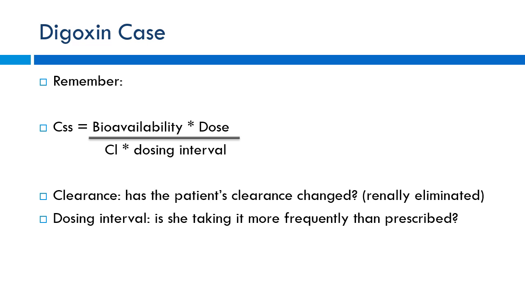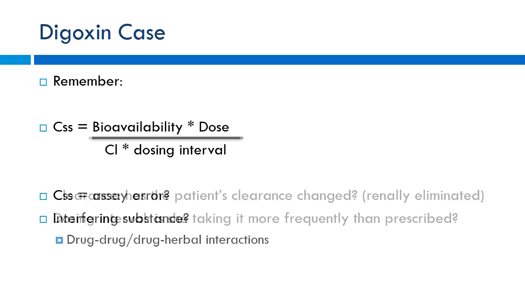Look between what they were at and where they're at now to see if there's any big adjustments you need to take into account. And then look at the dosing interval. Are they taking it more frequently than they should have? That could also be influencing the level here.